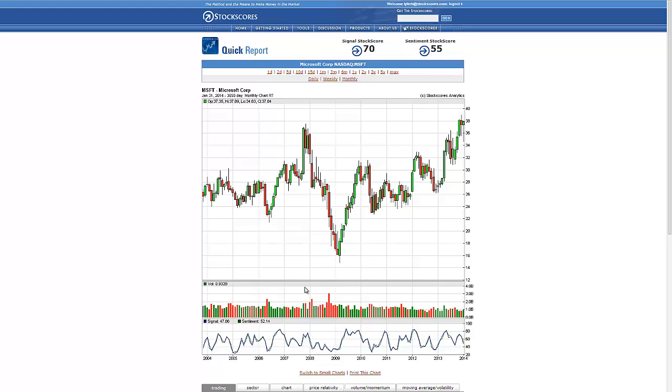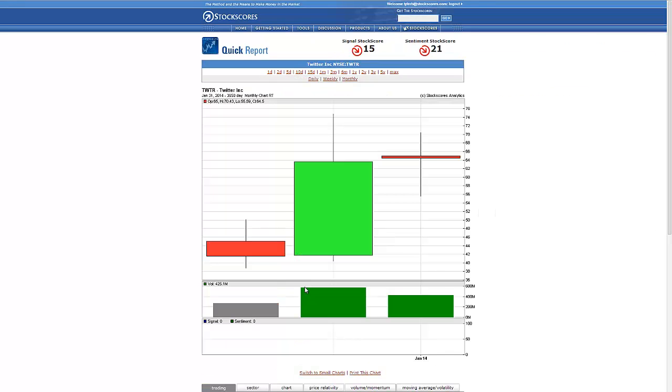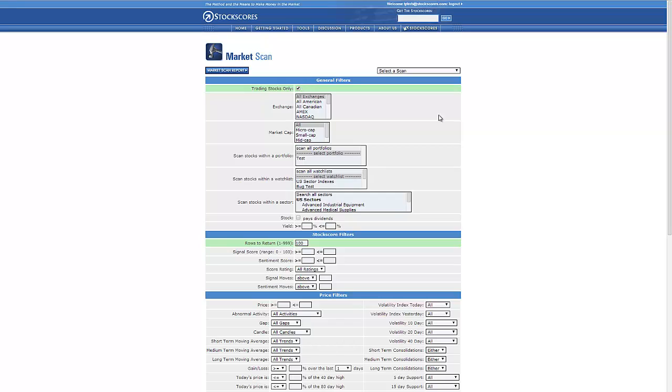Now, some stocks we may not have 10 years of history. Not all stocks have traded in the last 10 years. For example, if I punch in Twitter, which just started trading in the last 3 months, you can see the chart shows a 3-month chart. That doesn't matter, however, because the next step that we're going to do is use our market scan tool to look for those things that I talked about.